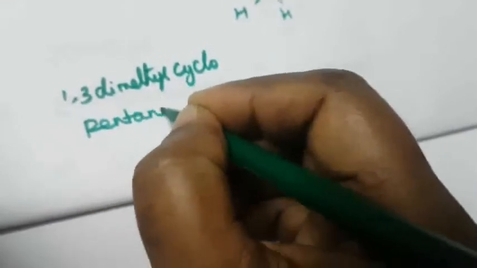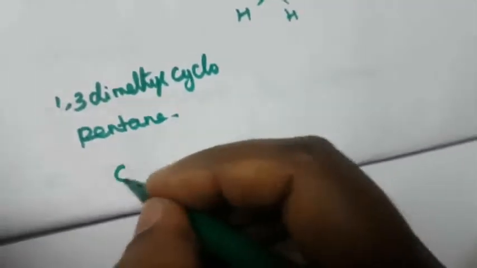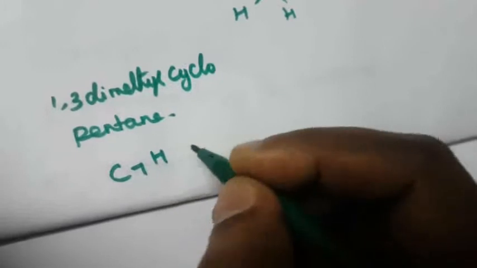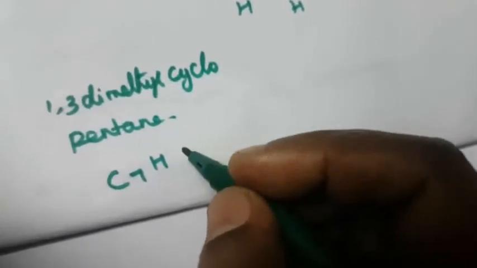Next structure is 1,3-dimethyl cyclopentane. So what is the molecular formula? C7H16, right?